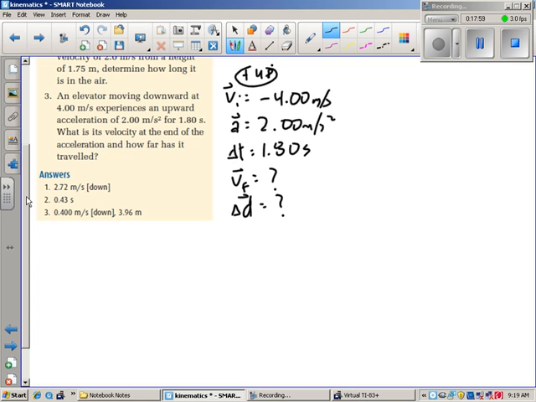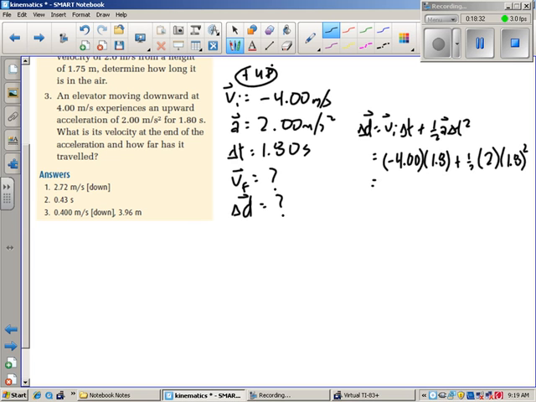What do you want to do to find? It doesn't matter what order you do these in, by the way. VF first or delta D first. What do you want to try first? Delta D. Okay. Yeah, that should work, I think. VIT plus 1 half AT squared: negative 4.00 times the time of 1.8, plus 1 half times 2.0 times the time of 1.8 squared. Let's get a value for that. Multiply those together. We should get 3.96 meters, right? That's the answer in the book.